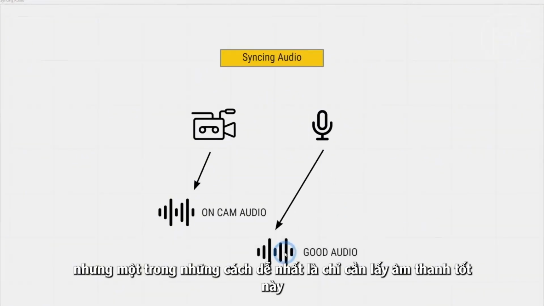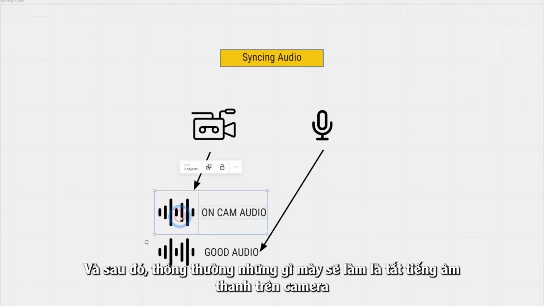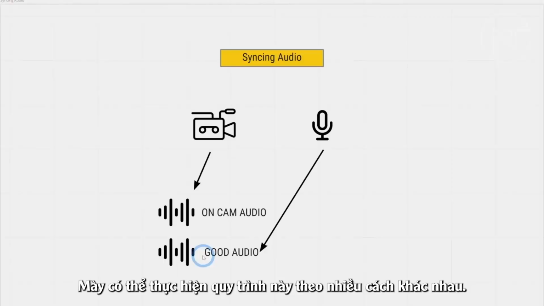There are a lot of different ways to do this, but one of the easiest ways is just to take this good audio and line it up perfectly with the audio from our camera. And then typically what you'll do is mute this on-camera audio so that you're just watching the video from the camera and listening to the good audio. You can do this process a variety of different ways.